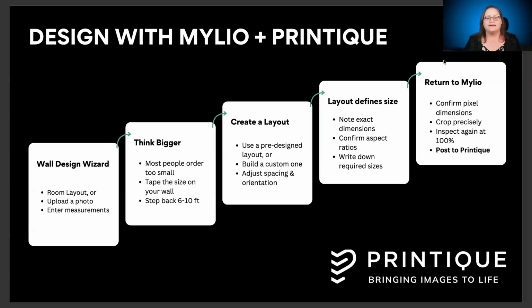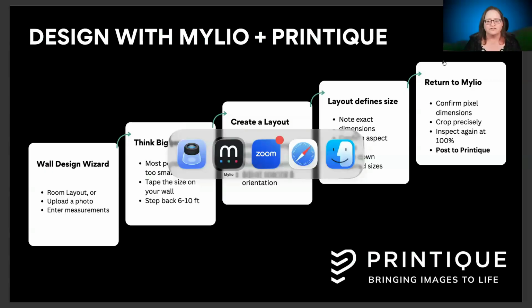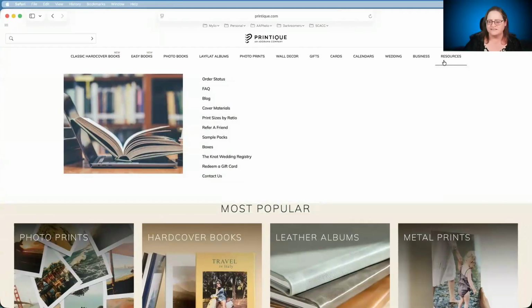What we'll do is create a layout. Printique has pre-designed layouts, or you can build a custom one, adjust the spacing and the orientation, and use that layout to define how big we want to go. From there, we're going to make a note of our sizes, and then go back into Mylio and make sure everything is cropped the way we want it before we send it to Printique. So let's go ahead and jump over to Printique first.